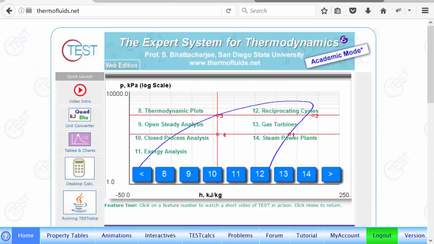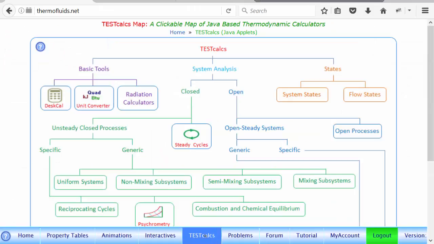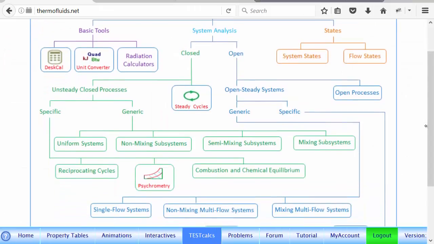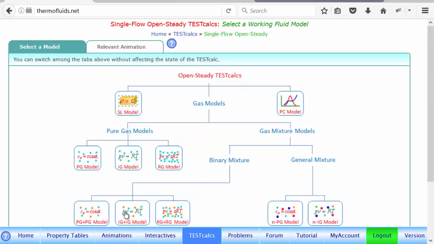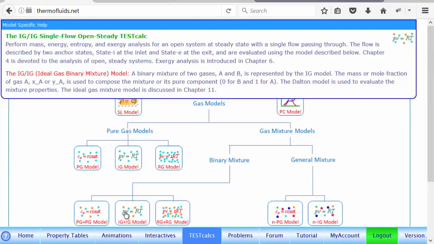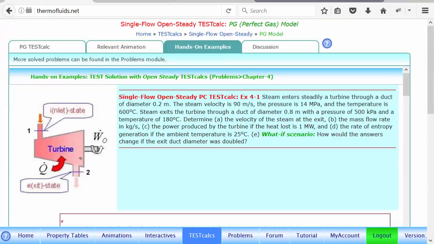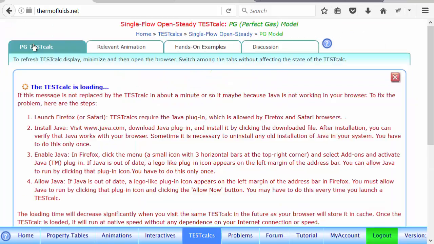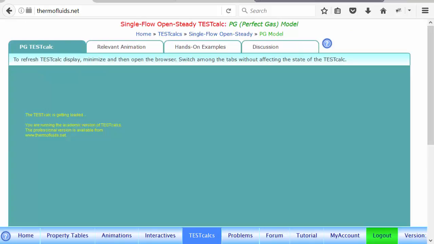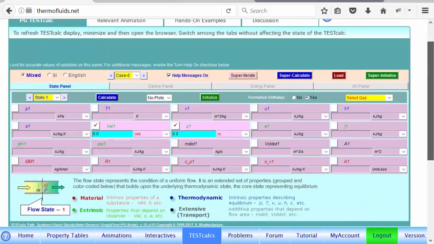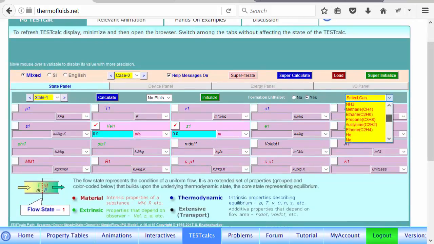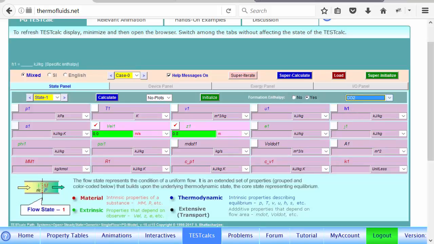So let's launch the TESTcalc. We follow the system track, system open, generic, single flow, and let's use the PG model as the problem dictates, the perfect gas model. And that launches our TESTcalc. First order of business, select the working substance, which is CO2.